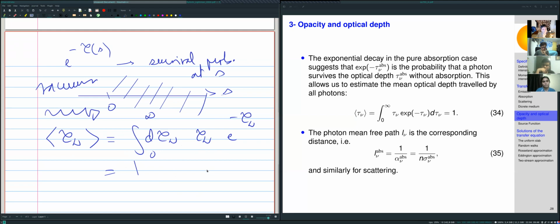And you do an integration by parts, and you show that this is 1. On the other hand, if this is the probability associated with survival at this optical depth, then this is going to give you the average optical depth for any photon that goes through the medium. So all the photons are going to have this, if the medium is infinite. That's for an infinite medium.